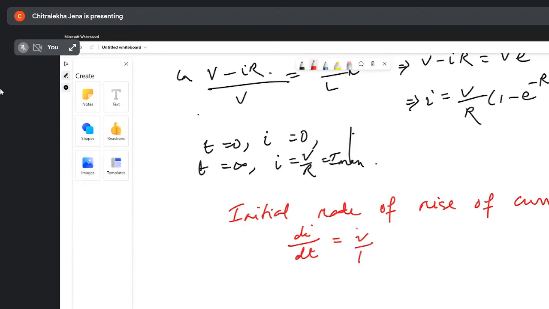So yes, I was asking, what is the initial rate of rise of current? Tell me, what is my equation? Tell me. V is equal to how much? IR plus L di by dt.